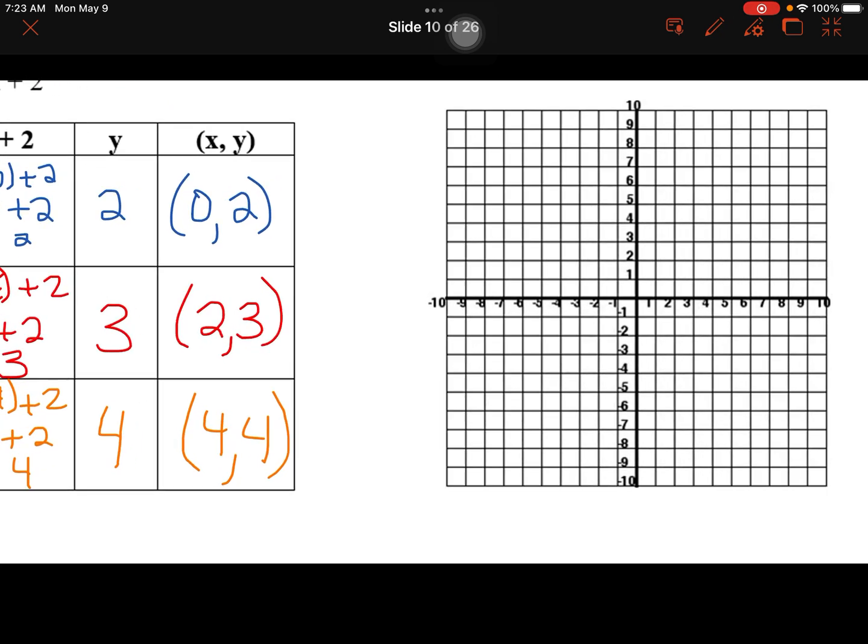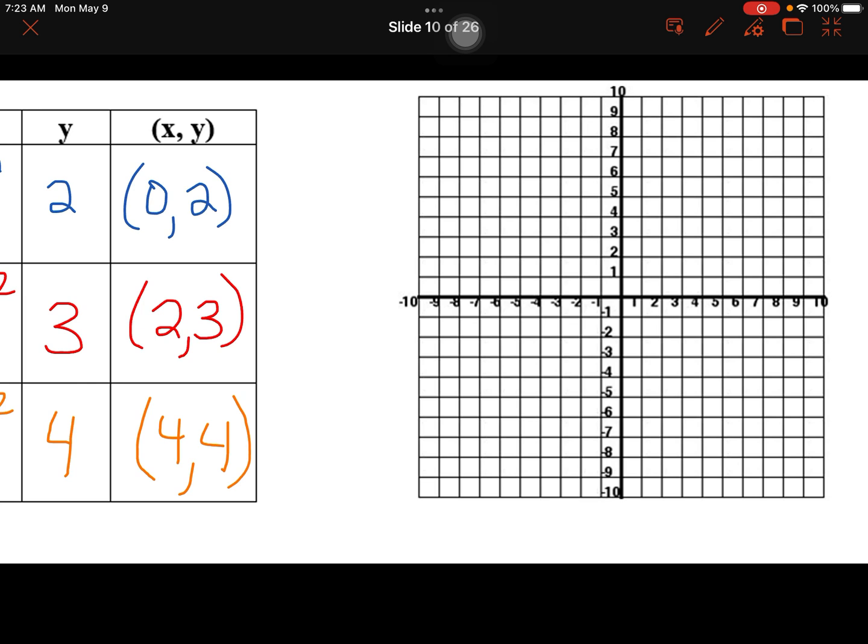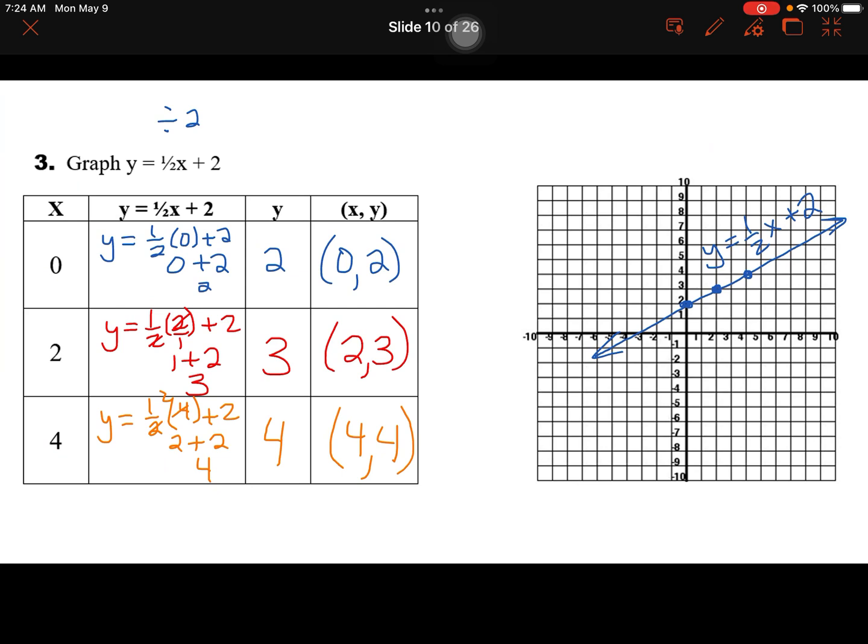And so we can go over to our graph. We're going to go over 0, up 2. Over 2, up 3. Over 4, up 4. And we're going to draw our line through. We're going to label our line, y equals, and this once again was what? 1/2 x plus 2. And that's what our solution should look like.